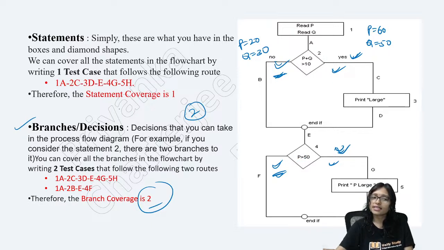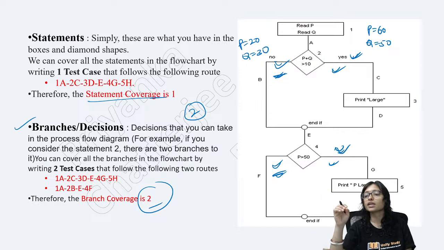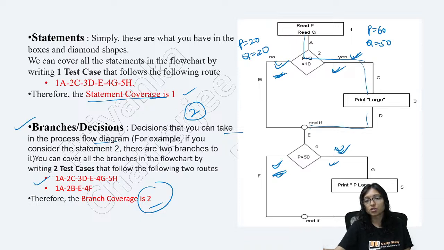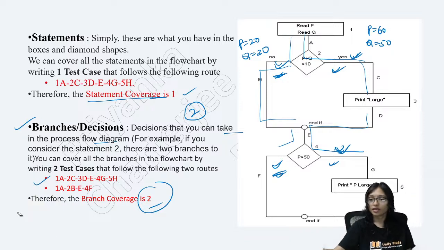Okay. My statement coverage was 1 according to the program. In the middle I changed the program, that's why it was coming as 2. But according to the original question, statement coverage is 1 here. And branch means the decision you take in the flow graph. If you consider that, 2 test cases are required to cover the branches. From here you are able to cover one branch completely, and from here you are able to cover another branch. So branch coverage is 2 here. Is this clear? Yes.